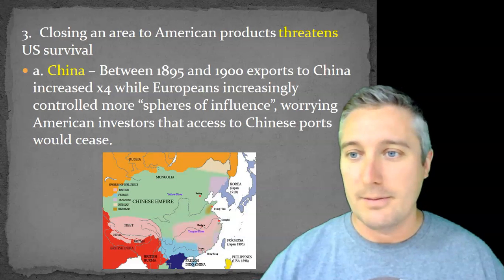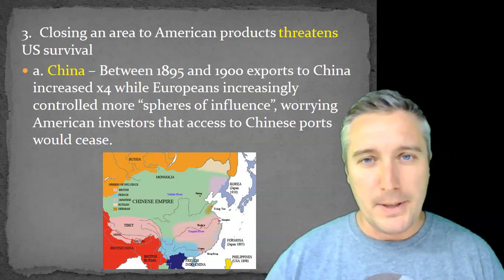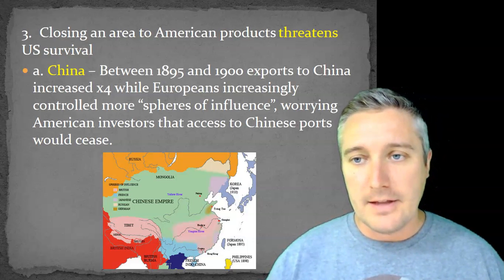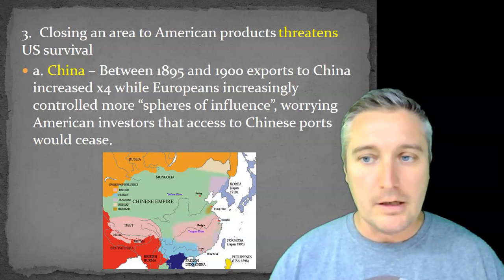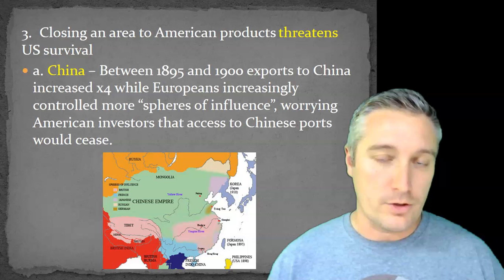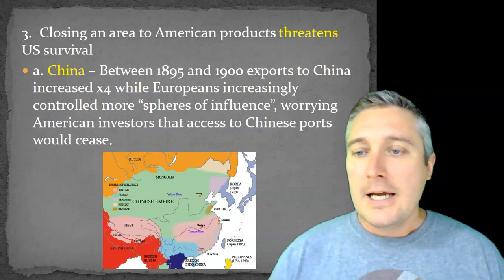including bananas. How about that? We'll talk about that in a second. The third kind of pillar of this new American foreign policy centered around the fact that closing off an area like China to American products would threaten our survival. We have to be able to trade in order for our economy to thrive.